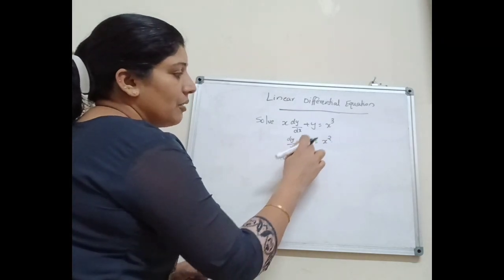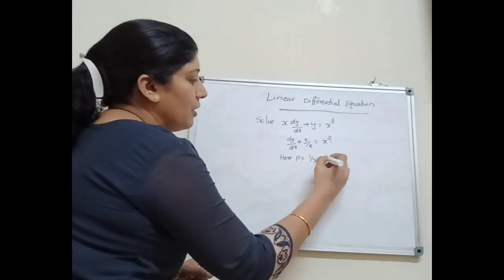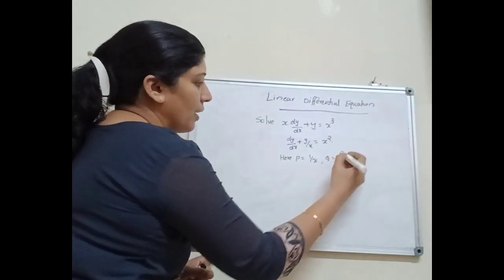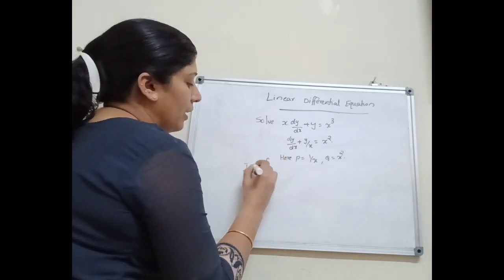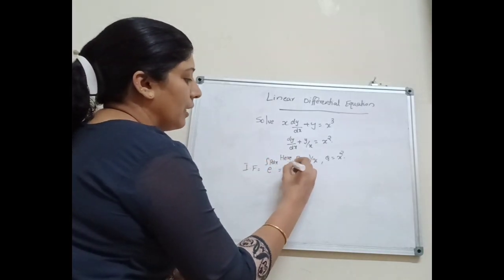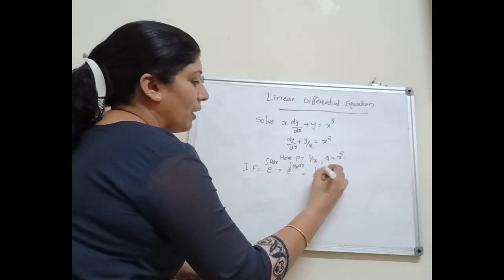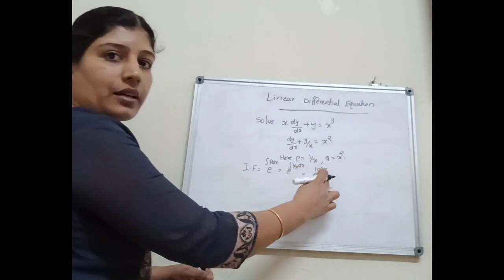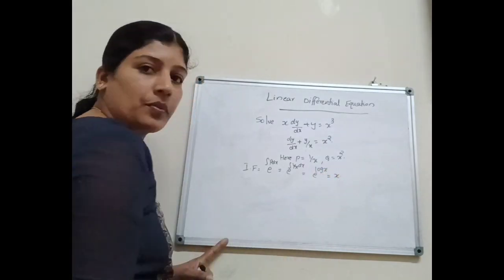Now here p is 1 by x and q is equal to x square. Next we have to find out the integrating factor e raised to integral p dx. It is equal to e raised to integral 1 by x dx, that is equal to e raised to log x. Integral 1 by x dx is log x. That is, e raised to log x is equal to x.